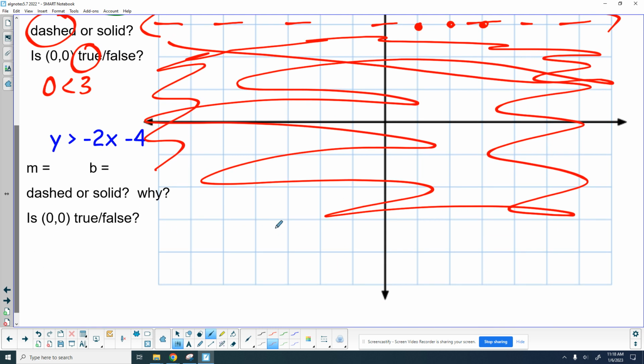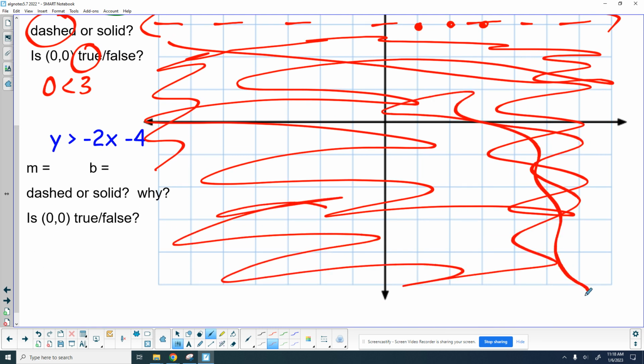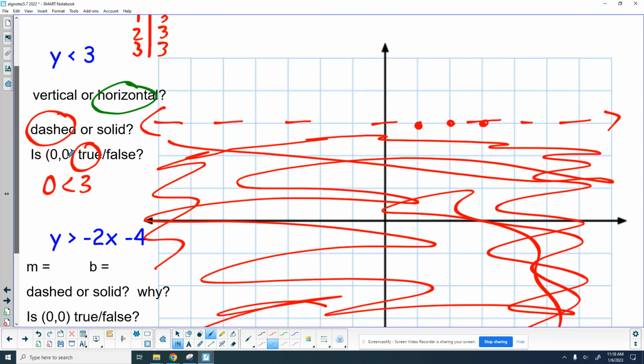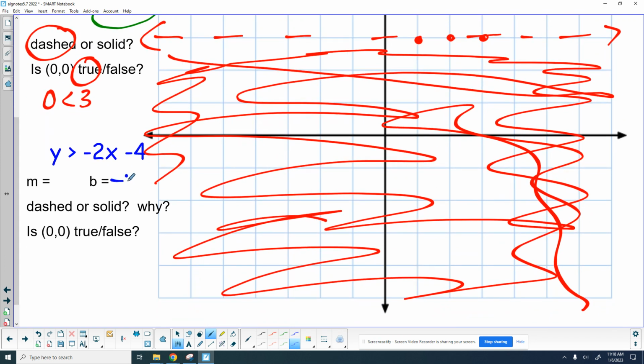There we go. All right, now let's do the other one. We'll switch to blue. All right, so here my b is -4 and my slope is -2/1. So I'm going to go down 4, 1, 2, 3, 4. And then I can go down 2, right 1, which takes me off the graph, or I can go up 2, left 1.